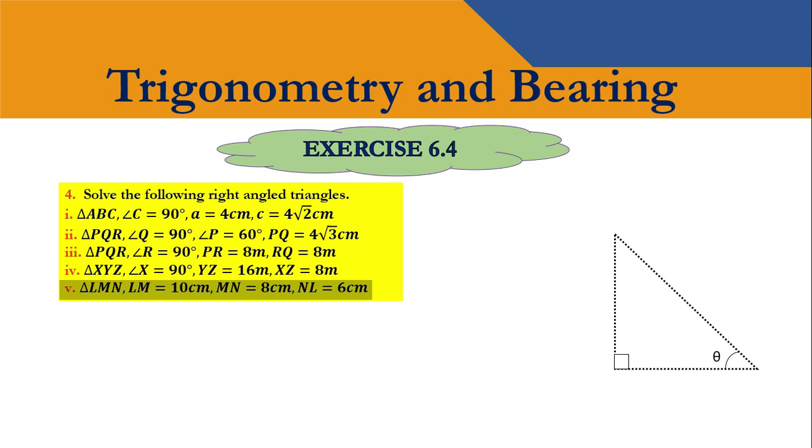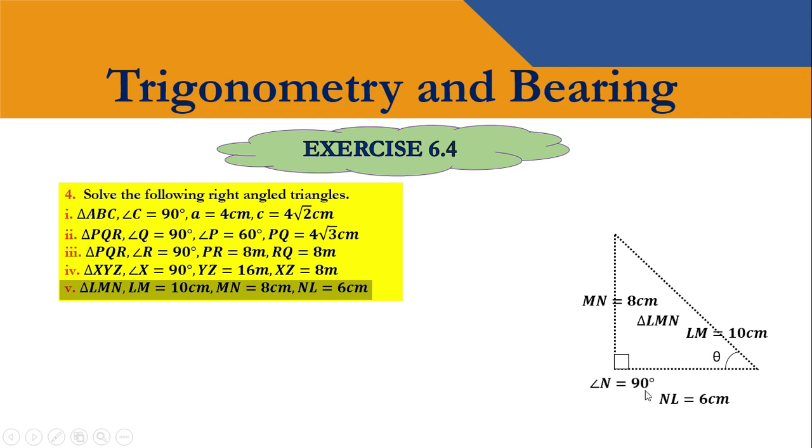So moving on to the last triangle of this question, LMN. In this triangle we are given the three sides. Keep in mind that you take the largest side as the hypotenuse, which is equal to 10 centimeters, and for the remaining two sides it is your choice, whether you want to take NL as a base or NL as a perpendicular, or MN as a base or MN as a perpendicular. It does not matter. So I select MN as a perpendicular and NL as a base.